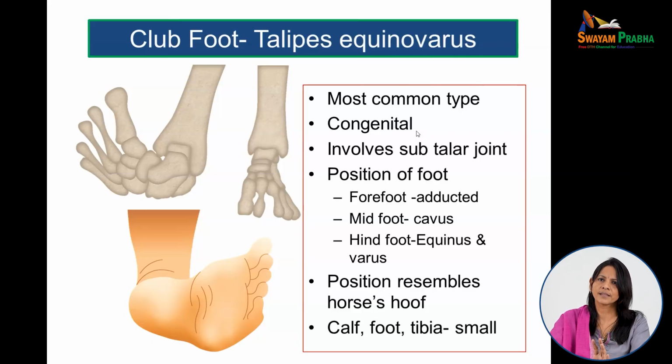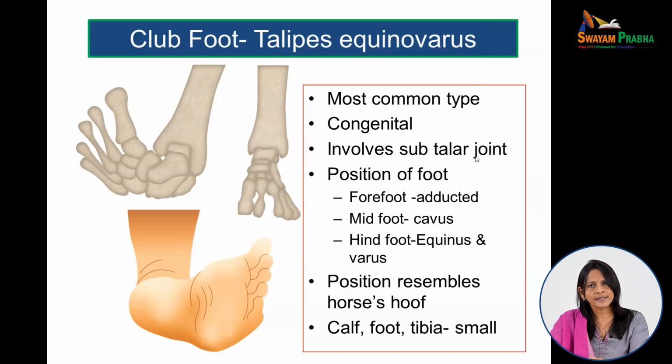So whatever it is, the main hypothesis that you as students have to remember is the congenital cause due to malpositioning of the foot in utero, for which the main cause is oligohydramnios, that is, less amniotic fluid. So it involves the subtalar joint. As I told you, the subtalar joint is formed between the talus and the calcaneus.